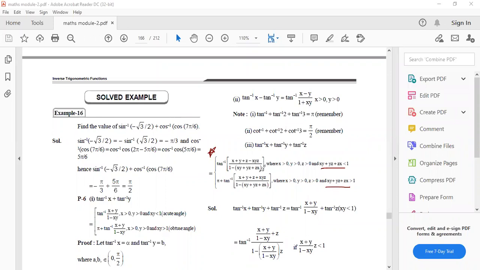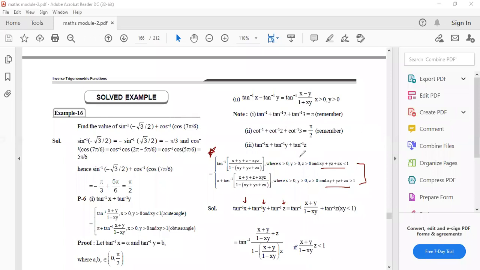The only reason behind this would be if the denominator is negative, then the total term will be negative, and tan inverse negative will give you a negative angle. But on one side, you would be expecting a positive angle as x, y, z are individually positive. So, what we have to do in this case? Again, two cases. xy plus yz plus zx less than 1 and xy plus yz plus zx greater than 1.